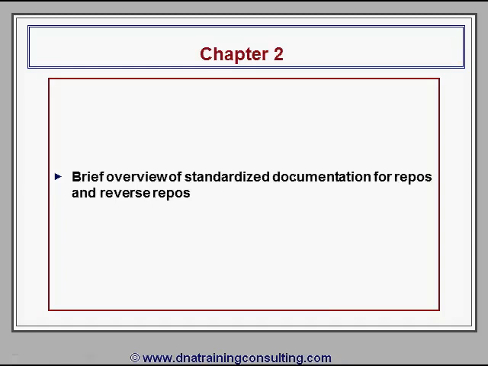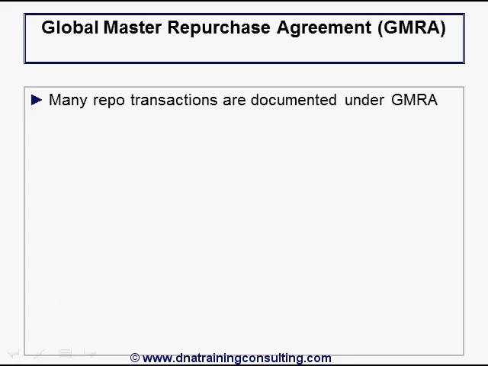This Chapter 2 provides a brief overview of standardized documentation used for repos and reverse repos. Many repo transactions today are documented under a Global Master Repurchase Agreement published in 2011, although earlier versions of this document exist that still govern many transactions.